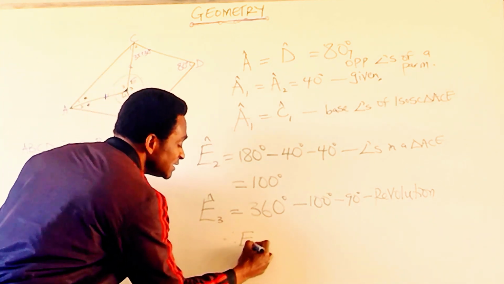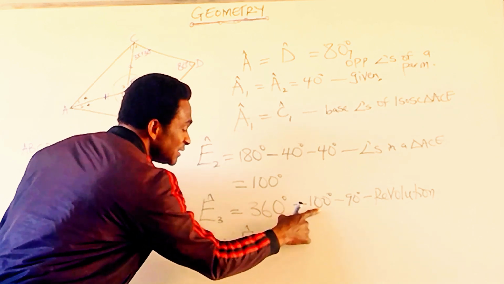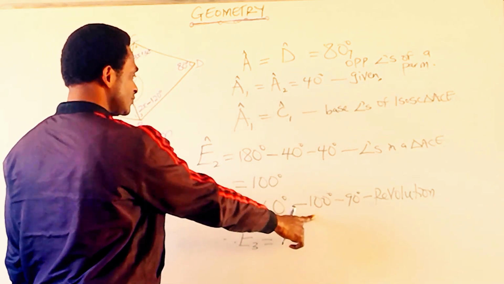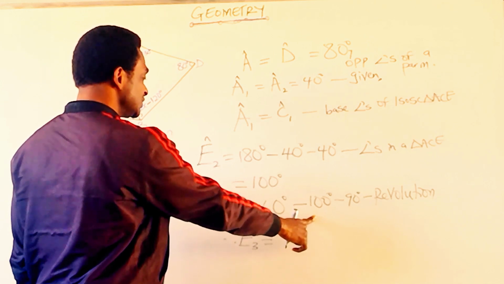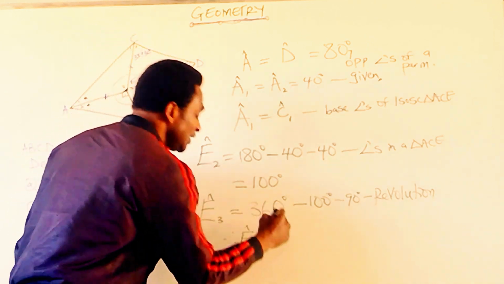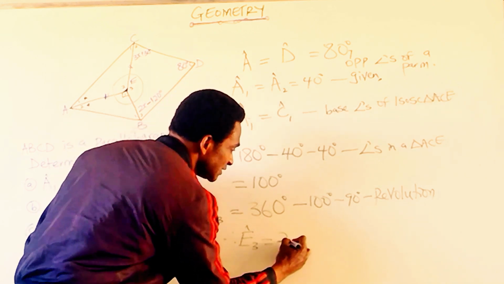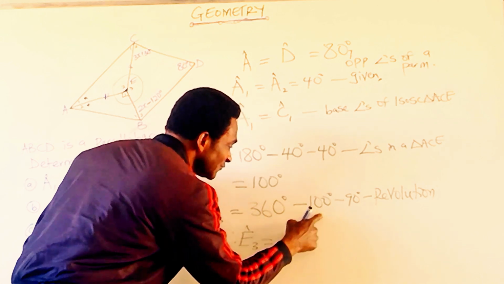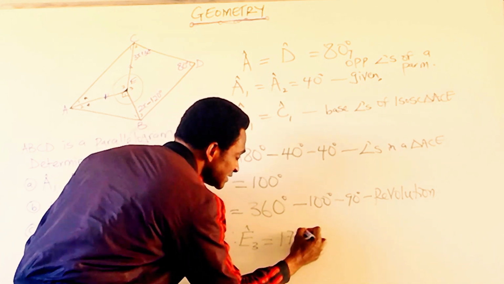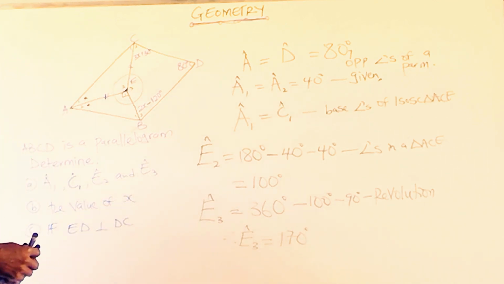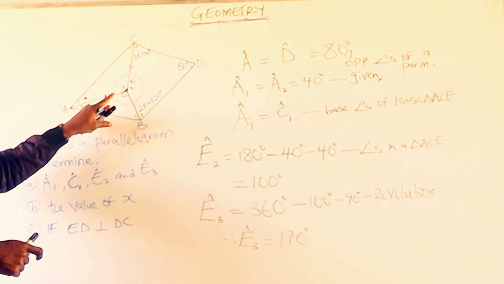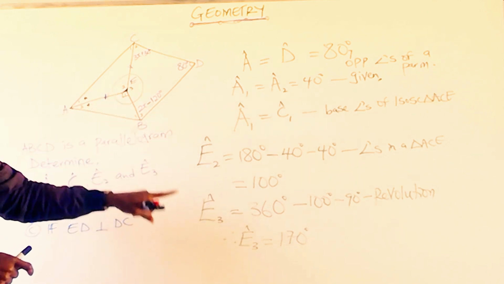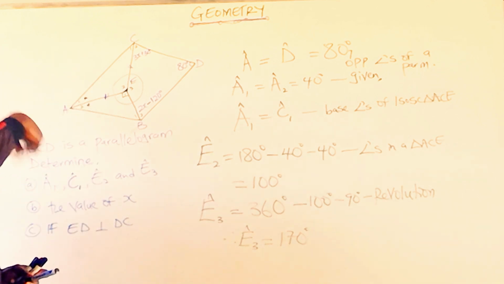Therefore, angle E3 will be 360 minus 100 is 260, minus 90 is 170. So we have 260, and then we have 170 degrees as our E3. Remember 90 plus 100 plus 170 makes 360 for the revolution. Now let's go to the second question.